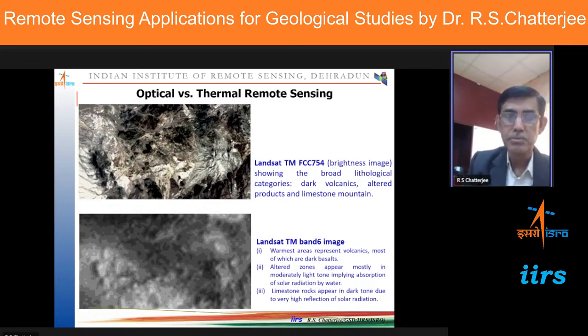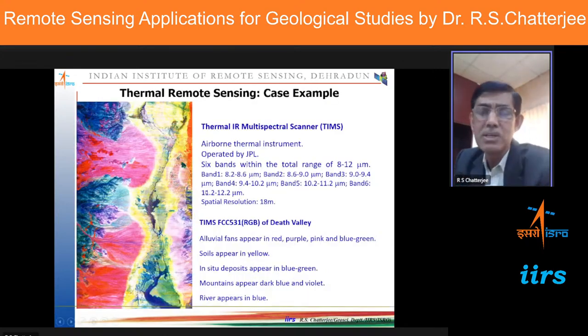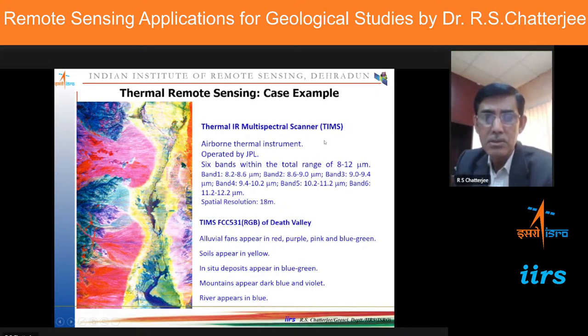That matters. Now you see, we have this multispectral thermal image, which is possible in the case of spaceborne ASTER, and also possible in the case of airborne sensors. This is an airborne sensor example, the TIMS sensor, operated by JPL. It has 6 bands, whereas in the case of the ASTER spaceborne sensor, there are 5 bands. So 1 band less, due to the ozone absorption band.